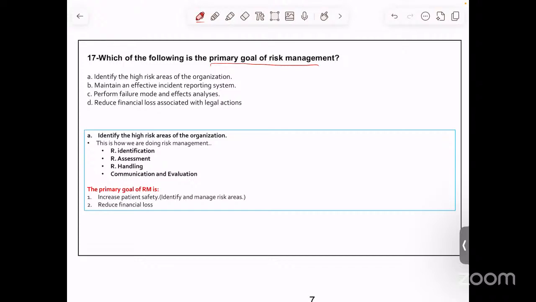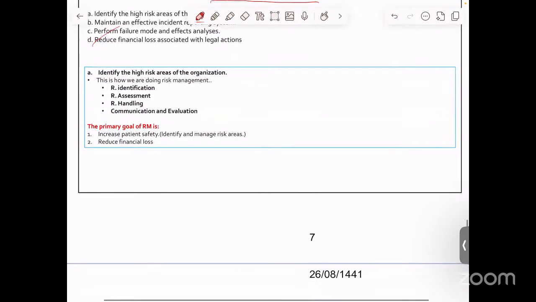Reduce financial loss associated with illegal actions. This is the correct answer. So as you can see here in the slide, how you will identify the high risk areas of the organization is by doing the risk management.